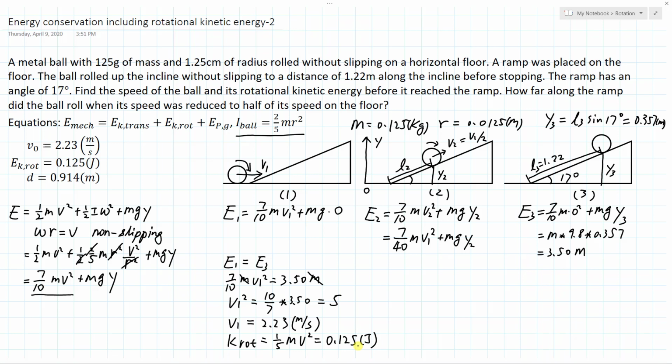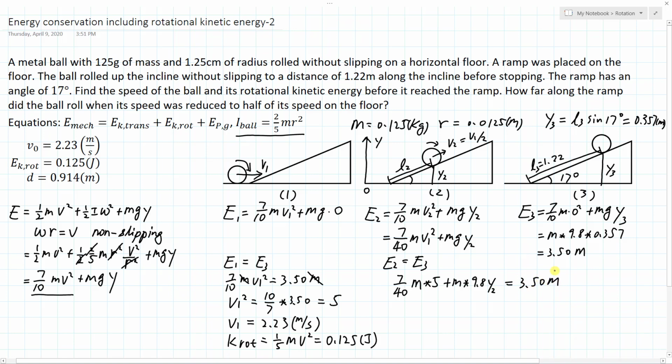And the second question is, how far along the inclined plane or the ramp did the ball roll when its speed has reduced to half its original speed? So I'll use energy conservation here. E2 equals E3. Because E3 is a known quantity, I can easily say an unknown equals known. And I can make my life a little easier. So 7/40, keeping the m. The velocity v1 squared has been calculated here, so this is times 5, plus m times 9.8 times y2 equals 3.50 m.